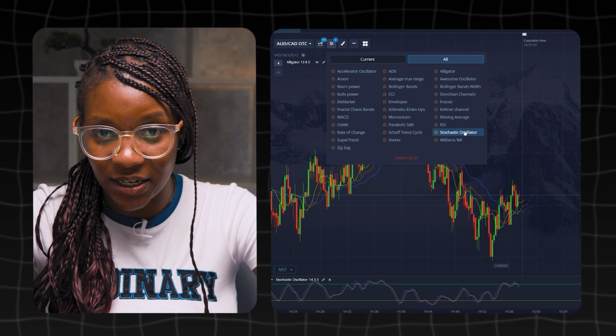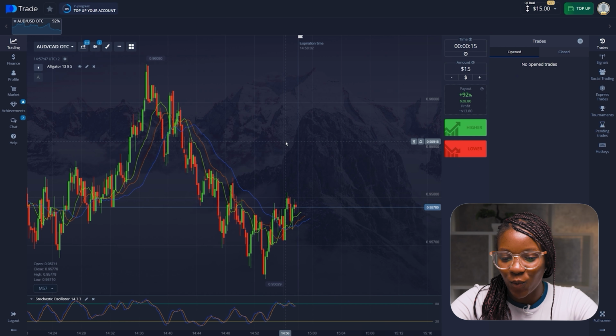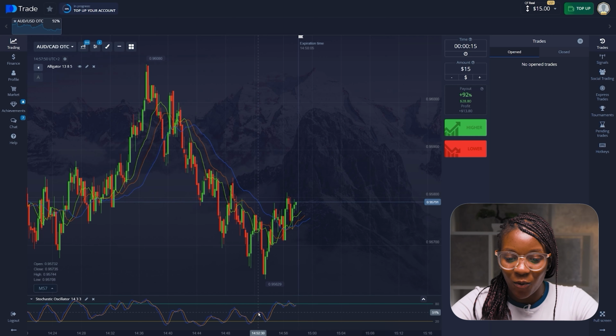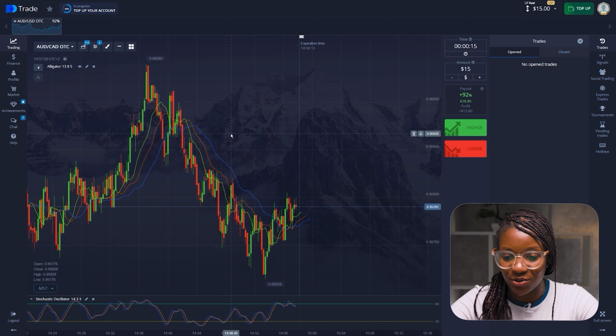First one will be the alligator. Second is the stochastic oscillator. Well, my dear friends, we have the chart ready to trade. We have all indicators customized and beautiful candle images.